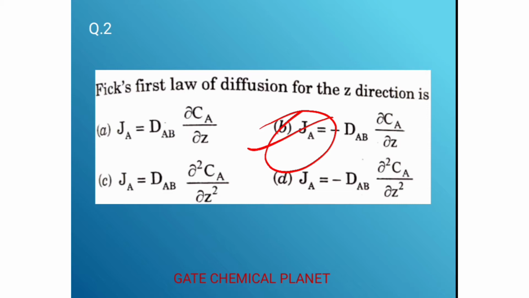I am repeating this for those students who are not getting why option B is correct, not option A. In option A, the negative sign is not there. So in the equation there is a negative sign, for the concentration drop. So option B is correct. Options C and D are not correct because the concentration gradient is not in the proper form. So option B is the correct option. Now move on to question number 3.